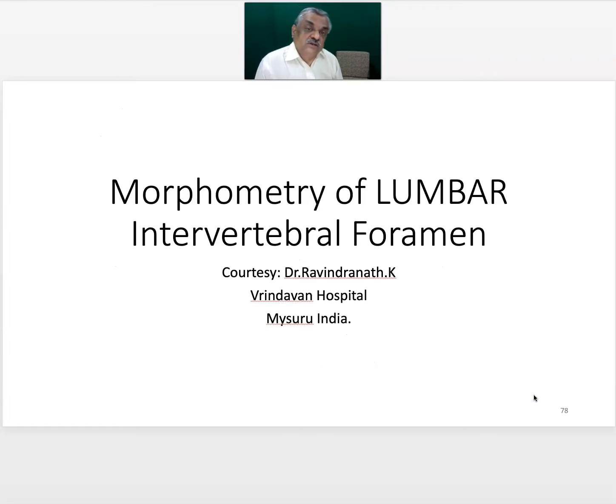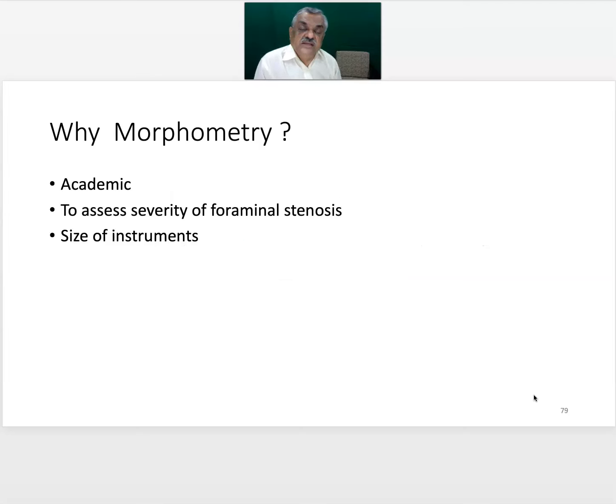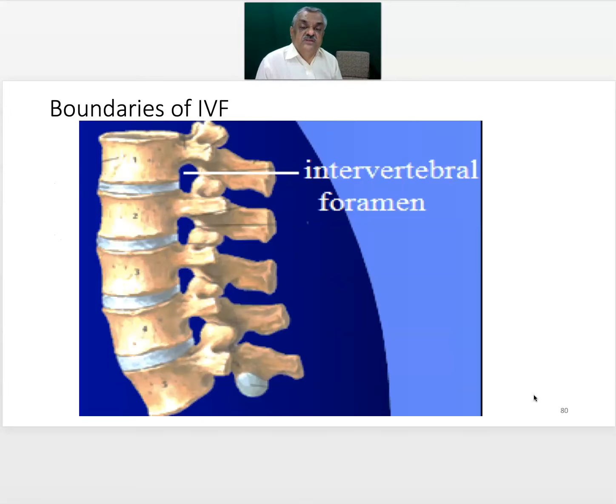So we will talk now of the morphometry of the lumbar foramen. This is courtesy my colleague Dr. Ravindranath from Mysore, where they have done a study in Indian cadavers. Now, why have they done it? With academic interest, to assess the severity of the foraminal stenosis and the size of instruments which we can use.